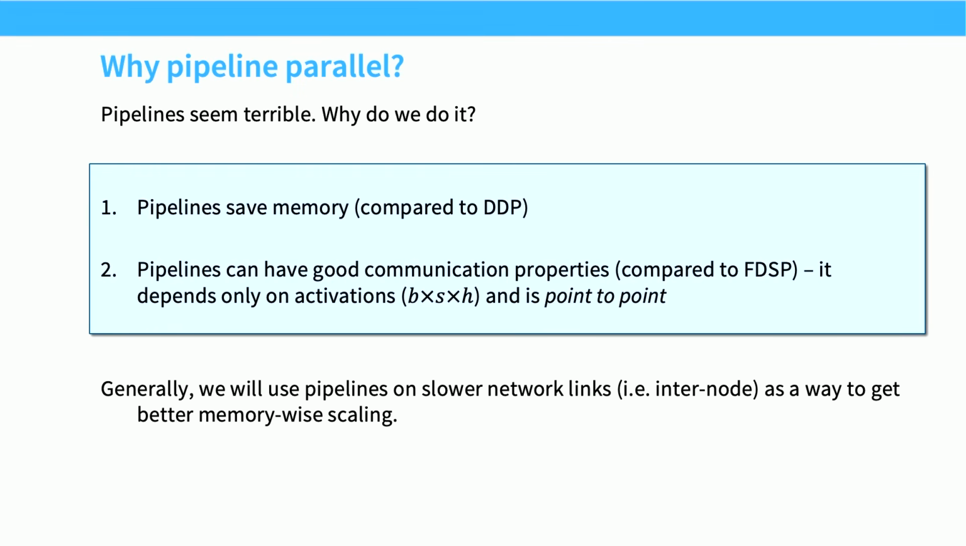So in practice, pipelines are going to live on the slowest networking links. If you have multiple data centers or multiple pods that are slower to talk to, you're going to parallelize across those two using pipeline parallel, because that's the most communication efficient parallelism that you can bring to bear here.